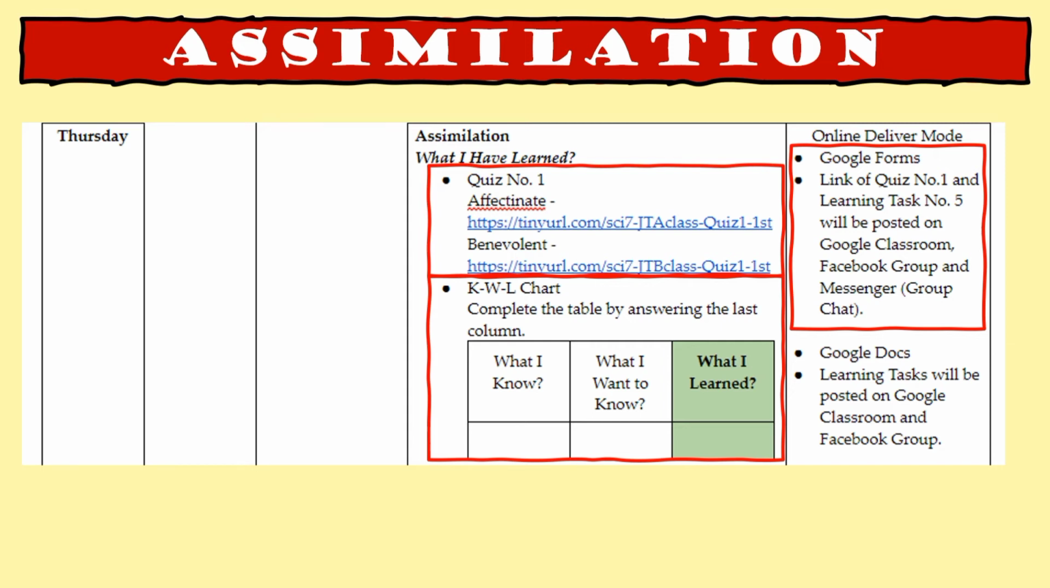For example, at the first, introduction phase, you will just give the what I know and what I want to know, and then after that, in the assimilation phase, which is the last part of the lesson or the instructional process, you will just let the student answer what I learned. So in this way, we can assess what they have learned, as well as the student will also assess what they learned on their own.